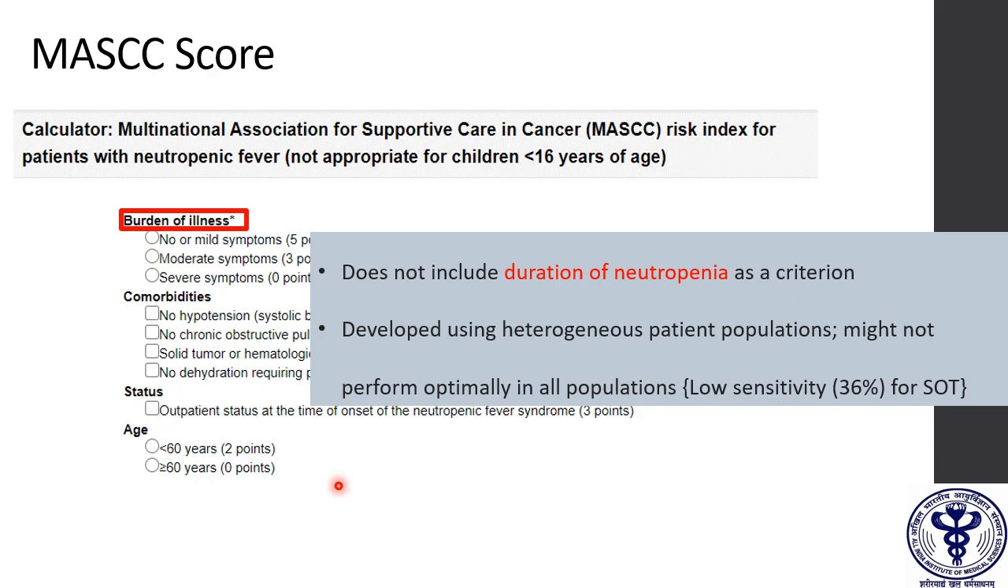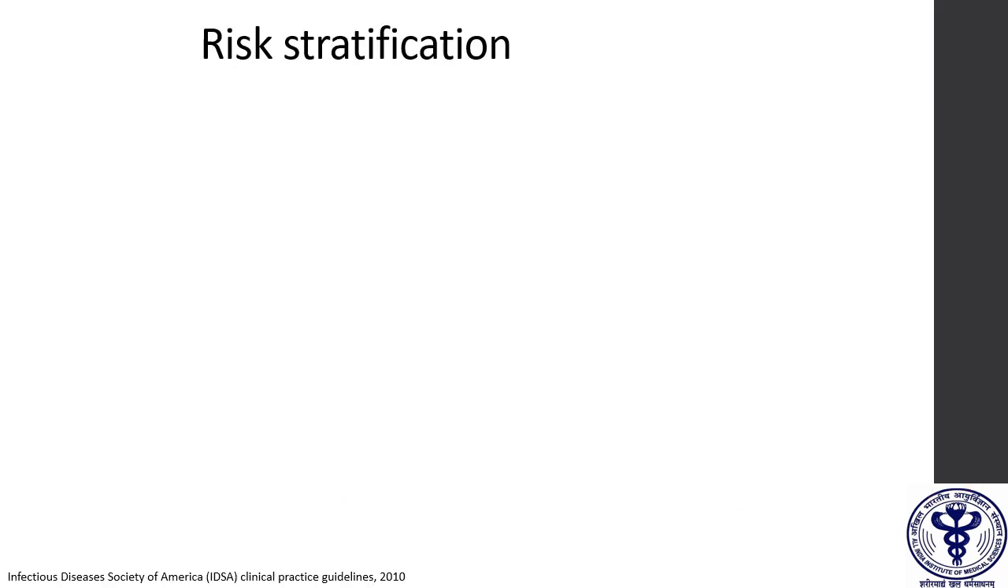The other thing is the duration of neutropenia is known to be a risk factor, but it does not even include it as a criteria. And lastly, the score was developed using heterogeneous patient population, and as a result, it has a low sensitivity, like 36% for solid organ tumors. But there's no need to remember complicated scoring systems.